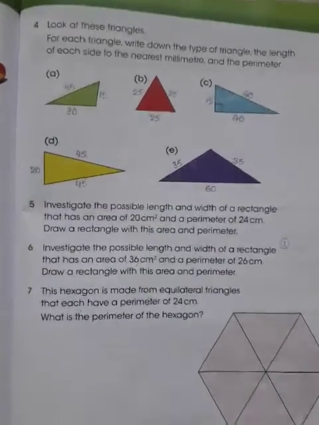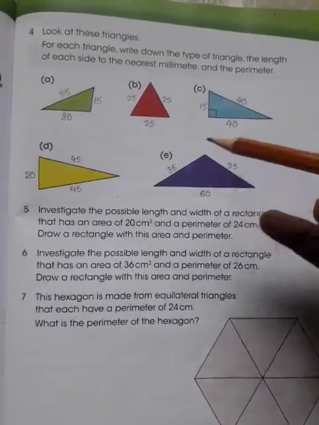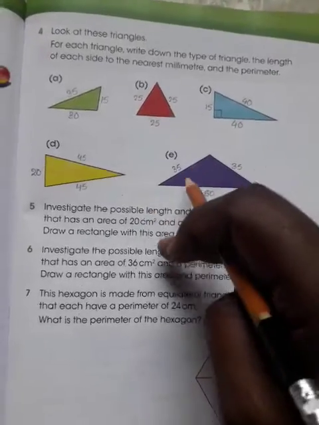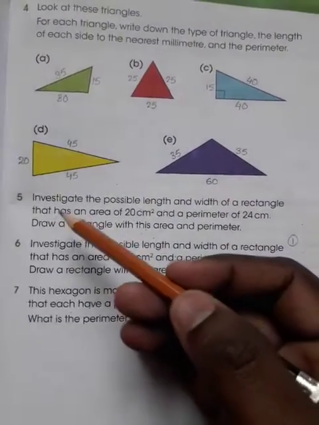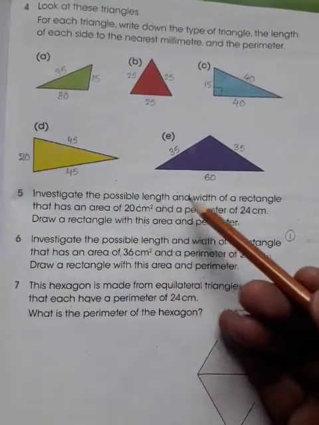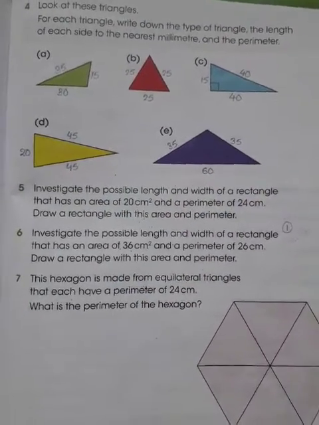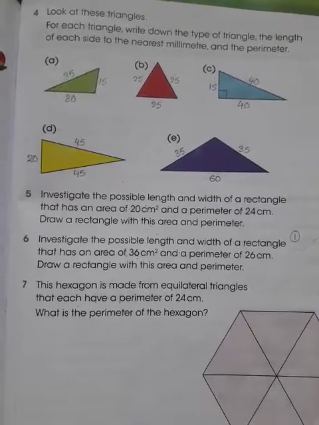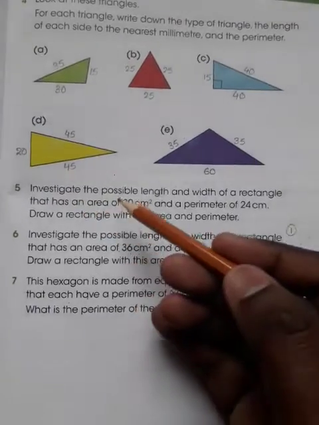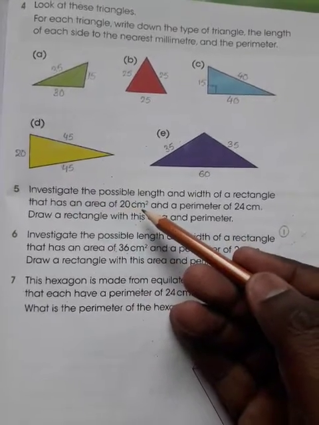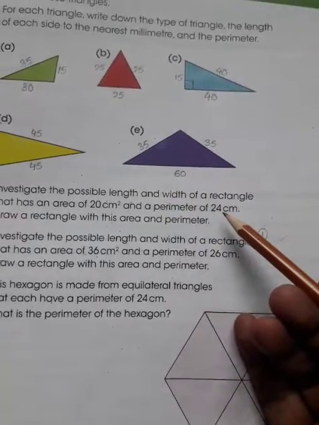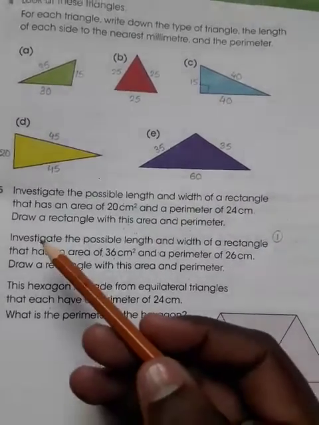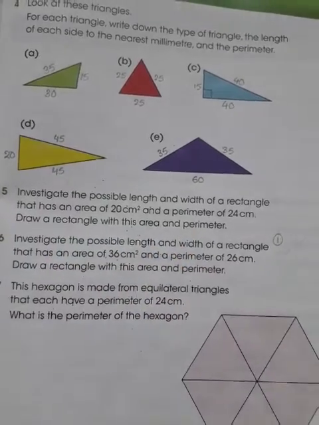In last class we completed up to question number 4. Now concentrate a little bit, because questions 5, 6 and 7, all three, are a little bit tricky. What is question number 5? Investigate the possible length and width of the rectangle. That means we need to find the length and width of the rectangle that has an area of 20 centimeter square. They give you the area, and also 24 centimeter as the perimeter. Draw a rectangle with this area and perimeter.